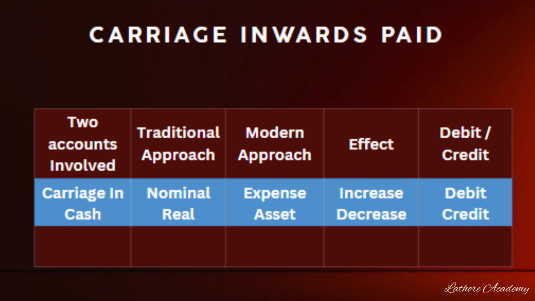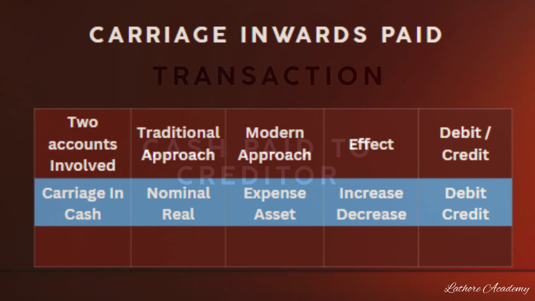So carriage inwards paid here means carriage inwards is an expenditure and another account involved here is cash. As per a traditional approach, carriage inwards is a nominal account, cash is a real account. As per modern approach, carriage inwards is an expense, cash is an asset. So carriage inwards is increasing, cash is decreasing. So the debit credit rule will be carriage inwards debited to cash account.